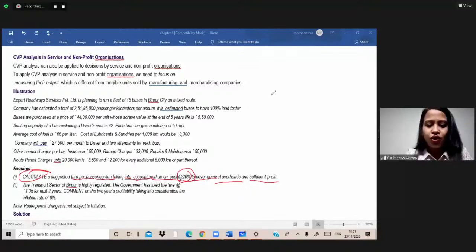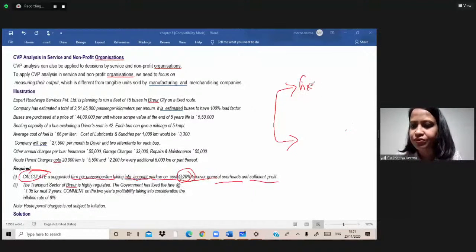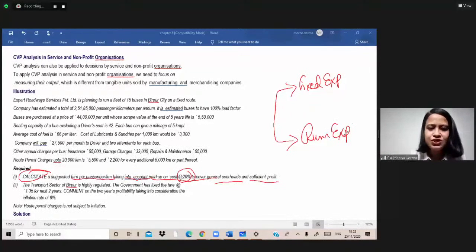What will you do to calculate the fare per passenger kilometer? First, you need to calculate the total cost in the organization, and you will divide it into two parts. First is your fixed expenses and next is your running expenses. Out of this, you will first find the fixed expenses. Now let us read this question.